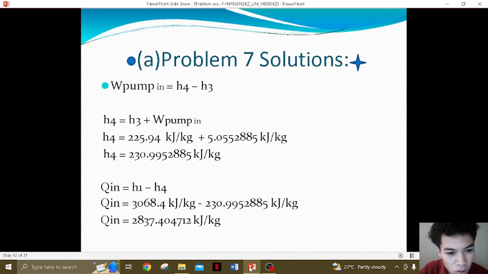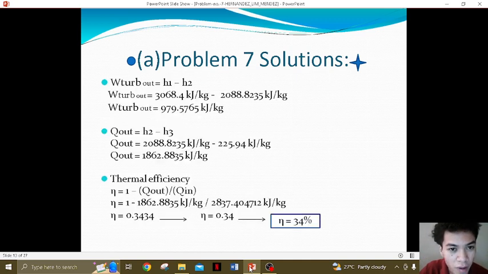So the heat added, or the Q in, is equal to H1 minus H4. You have to substitute it. The heat added Q in is equal to 3068.4 kilojoule per kilogram minus 230.9952885 kilojoule per kilogram. So you have the answer of heat added Q in equal to 2837.404712 kilojoule per kilogram.